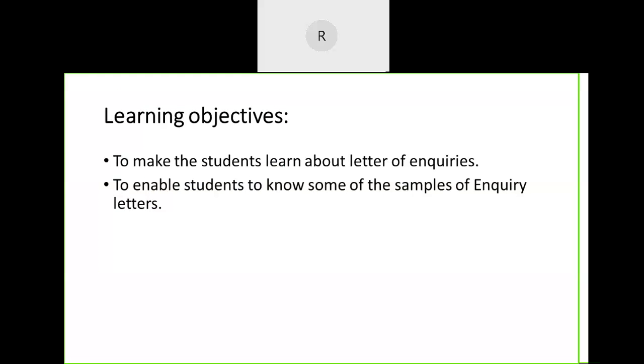The main objectives, the learning objectives of the session, are to make students learn about letters of inquiries, and number 2, to enable students to know some samples of inquiry letters. Here we can see some samples of inquiry letters, how the format should be, how we have to draft the letter of inquiry. In this session, we will deal with the introduction, meaning, features of a letter of inquiry, and some samples of inquiry letters.